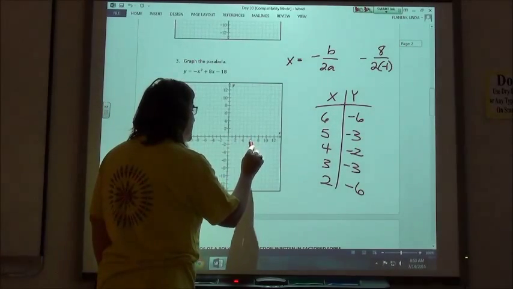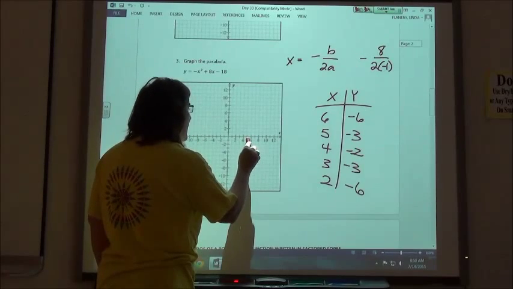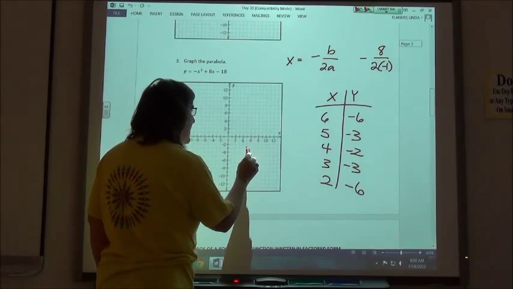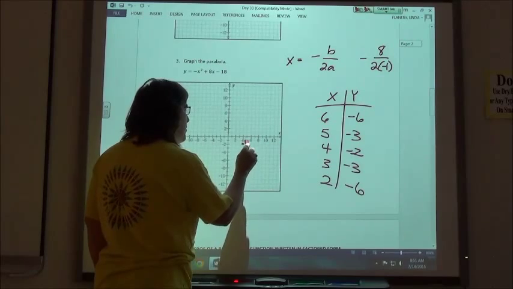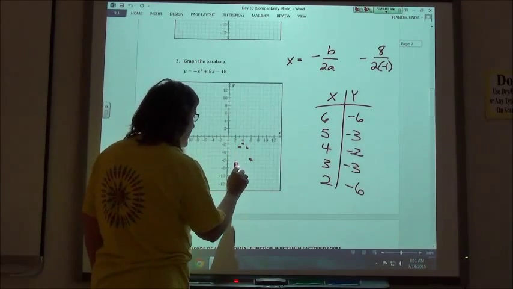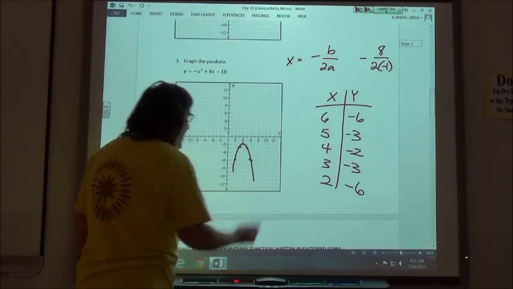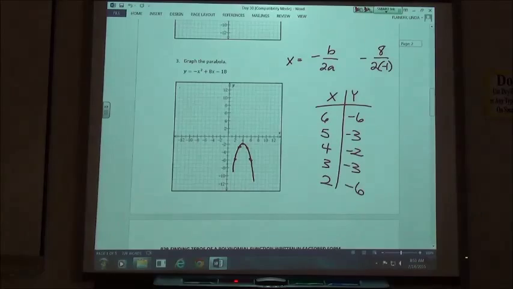6, negative 6. 1, 2, 3, 4, 5, 6. 5, negative 3. 4, negative 2. 3, negative 3. And 2, negative 6. And this time our parabola flipped across the x-axis since we had the negative in front of our x squared.